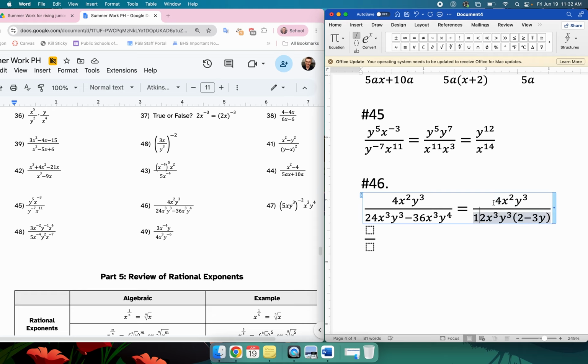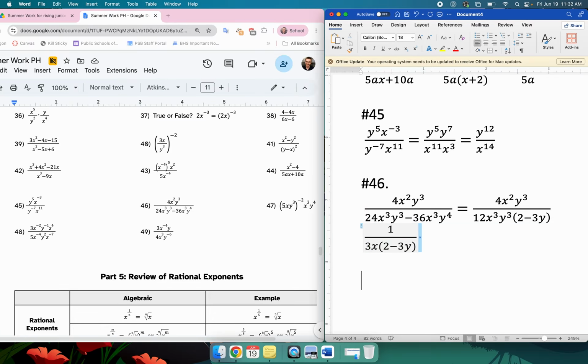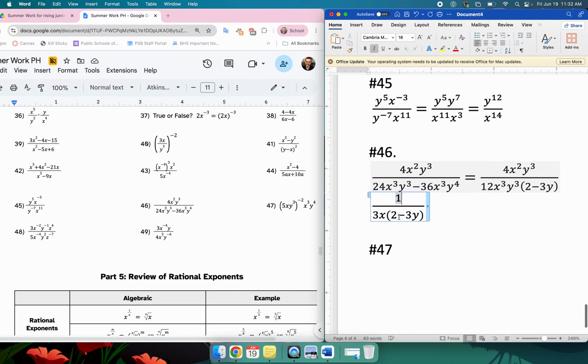Okay, and then I can see, first of all, the 4 and the 12, that's like a fraction. You can reduce it just like you ordinarily would. 4 over 12, that's 1 over 3. And then I've got an x squared here and an x cubed down below. You're going to have some cancellation. There's going to be 1 copy of x left over, and it's going to be in the bottom. You've got y cubed here and y cubed here, so the y cubes just cancel each other out entirely, and I still have that 2 minus 3y in the bottom. That's 46.